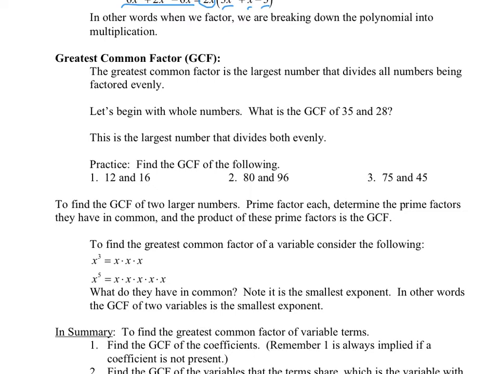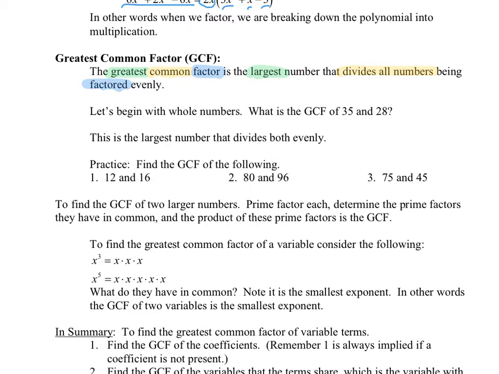Okay, so let's look at the definition, right? What this word is, greatest. So largest, it's the largest number. Common, divides all numbers. So it's common to all the numbers that we're factoring. And then a factor is, these are factors. Okay, so the greatest common factor is the largest number common as a factor of all the numbers.